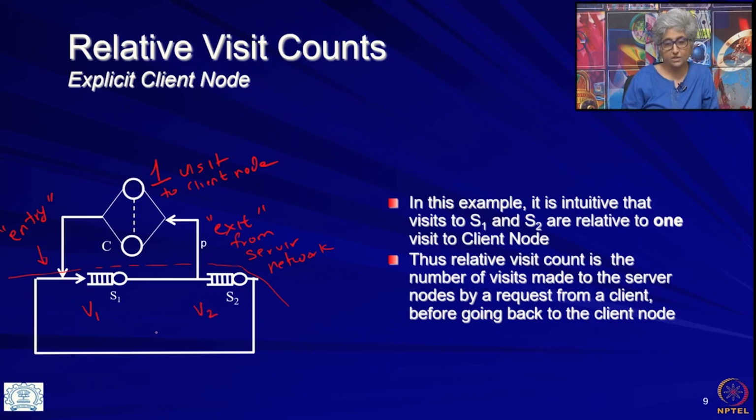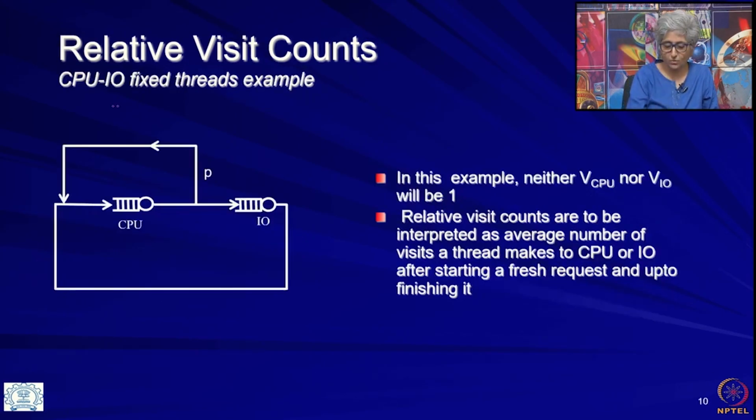Even V2 is the number of visits made to server S2 relative to one visit. So, when you exit from here and make an entry here, you are making one visit to the client node, and so it all becomes intuitive for the explicit client node. For the CPU IO fixed threads example, it is not so straightforward because there is no client node.